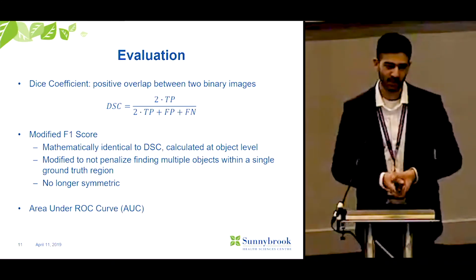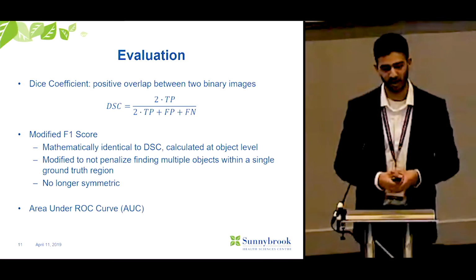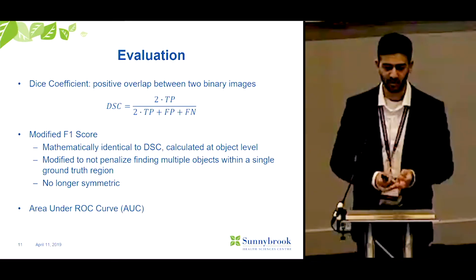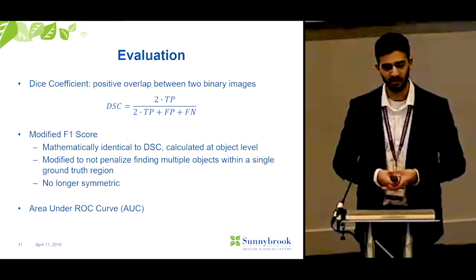And to evaluate these networks, we had a few metrics. So the dice coefficient measures positive overlap between 2 binary images. The equation is shown there. TP being true positive pixels, FP being false positive pixels, and FN being false negative pixels.